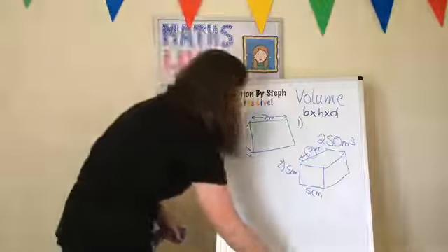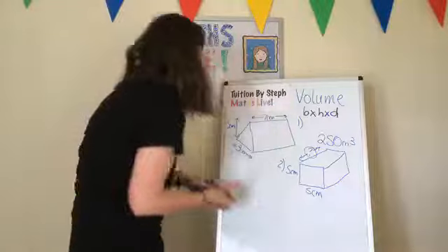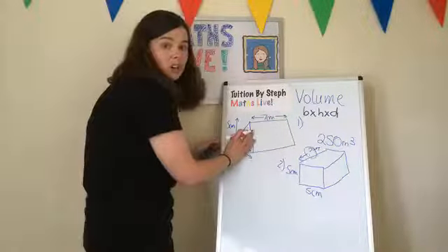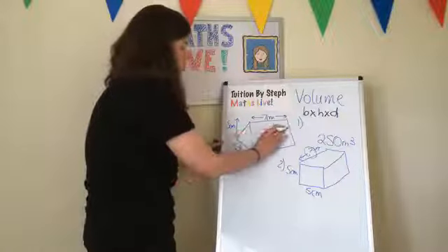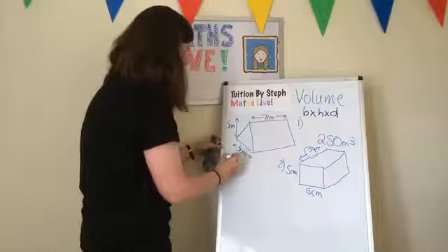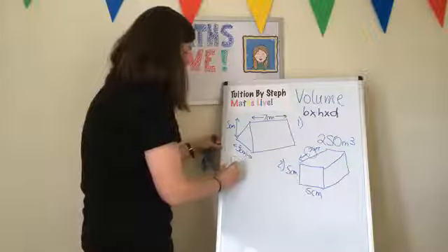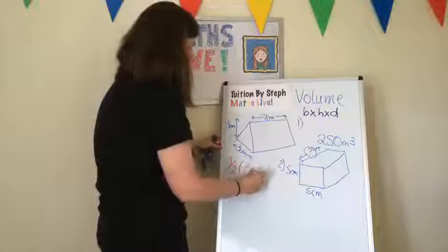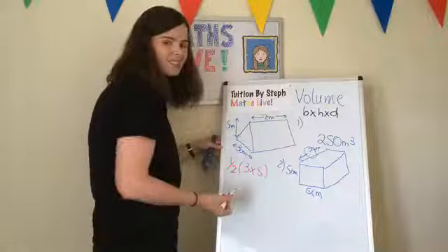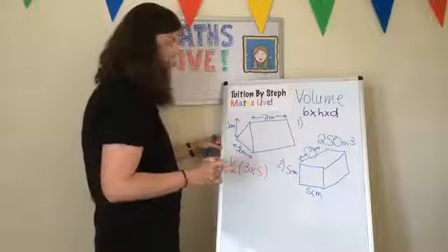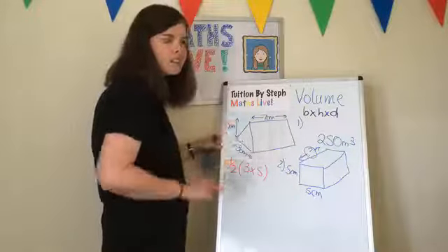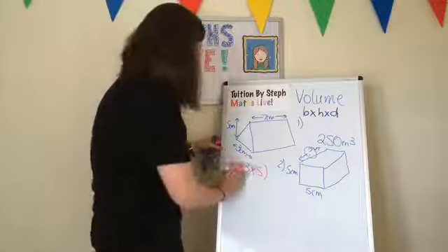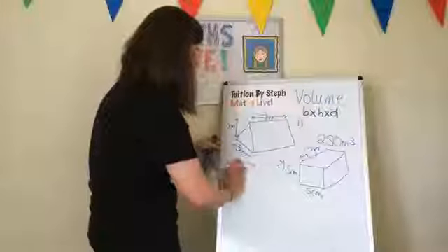Okay, so let's have a look. It's a triangle here, so we need to find the area of the triangle first before we do the volume. Area of a triangle is half base times height. The base is 3 and the height is 5. 3 fives are 15, okay? Half of 15, what is half of 15? 7.5. So it's gone into a decimal.